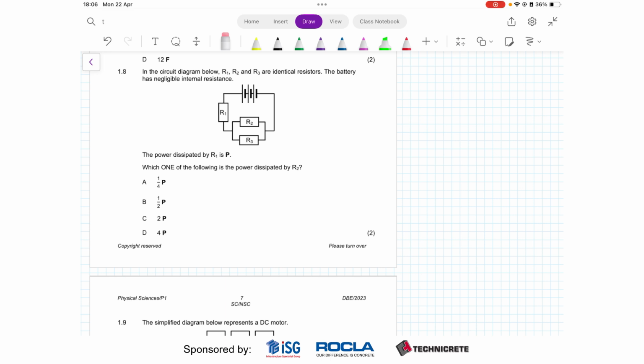Now, in terms of power, power is the same as potential. Now, if R1 is using up power P, then the power that is moving through R1 is P, and the power that comes to this point of the circuit is P. Now, because the power is halved in a parallel circuit, it makes sense then for the power dissipated by R2 to then be 1 over 2P. Wonderful.